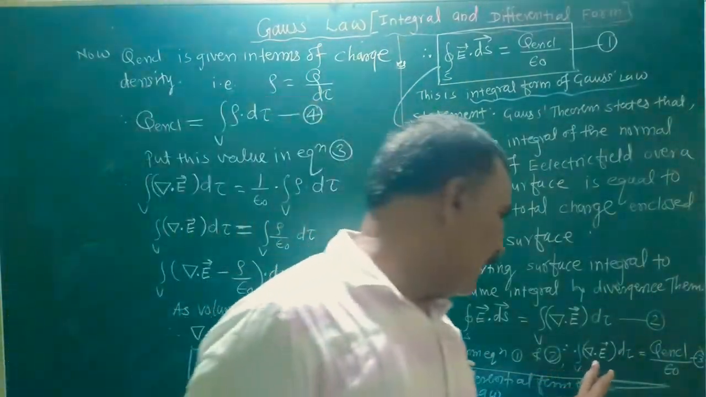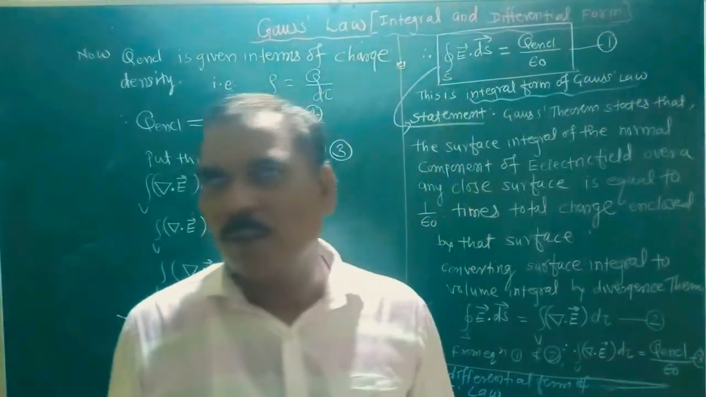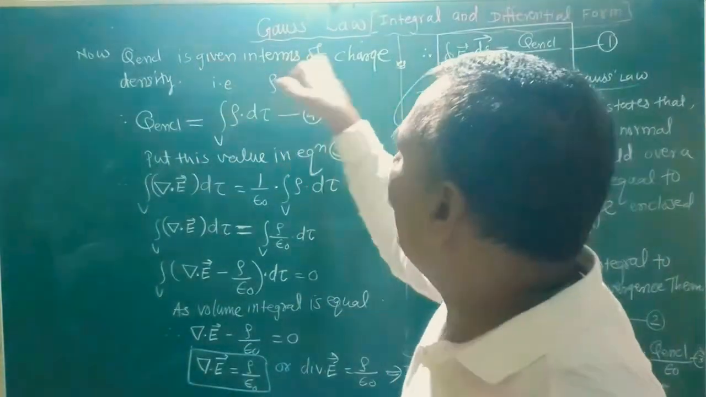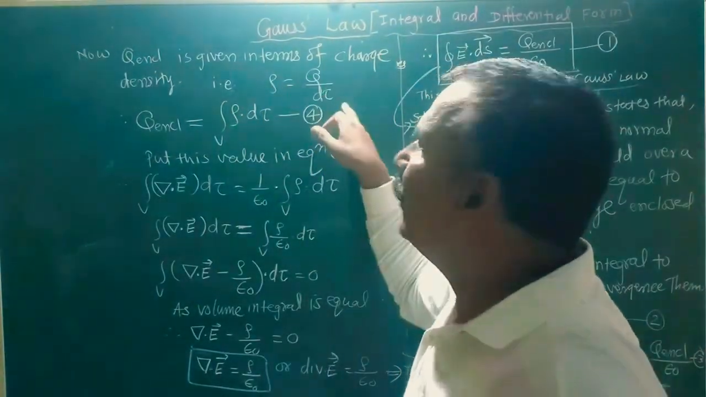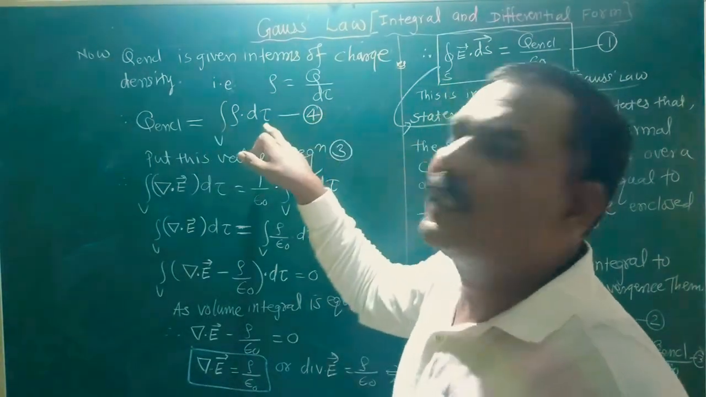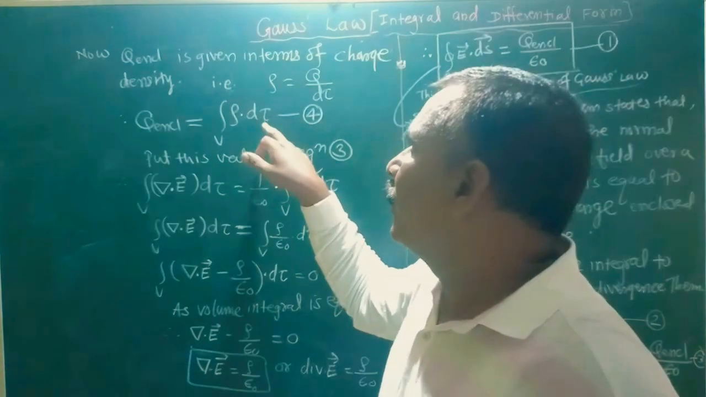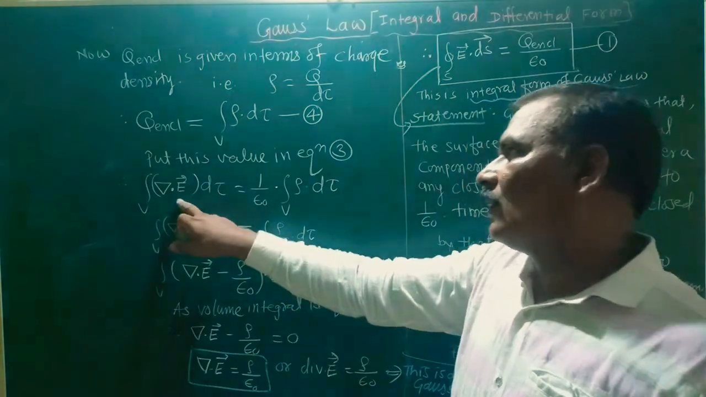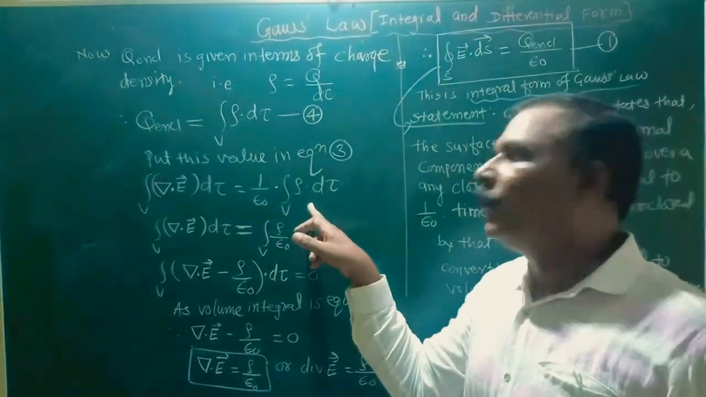The right hand side is volume integration of divergence of E bar d tau is equal to Q enclosed upon epsilon naught. And then Q enclosed is given in terms of charge density. Charge density is charge per unit volume, and here the volume is considered d tau; we could use dV also, but here we use d tau. Put this value in equation 3: volume integration of divergence of E bar d tau is equal to 1 upon epsilon 0 times volume integration of rho into d tau.